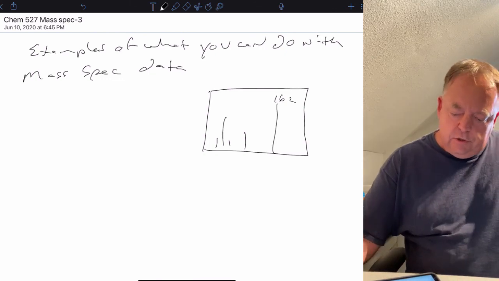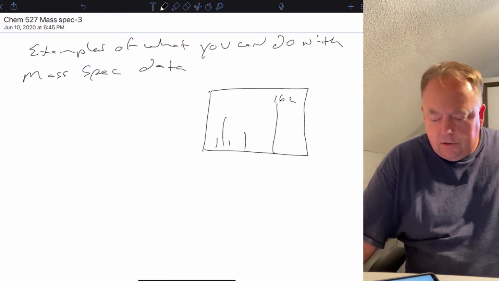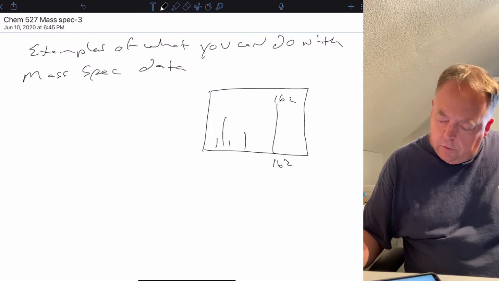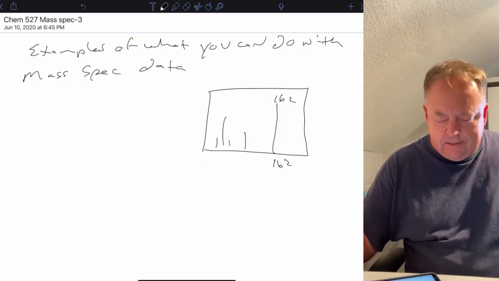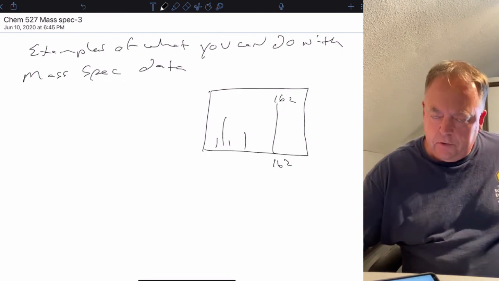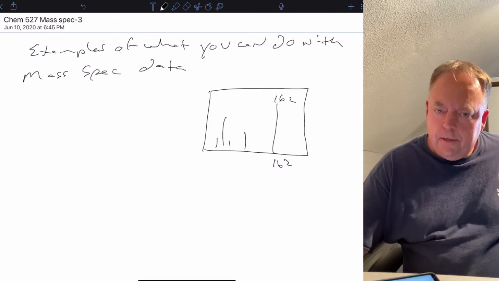So I wanted to take a few examples of what you can do with mass spec data. Let's say you're given a mass spec that looks like this. We can assume the peak furthest to the right is the parent ion peak, because that's the molecule that has the most mass. If anything breaks off the molecule, it's going to have a smaller mass. So the peak furthest to the right is the parent ion peak.